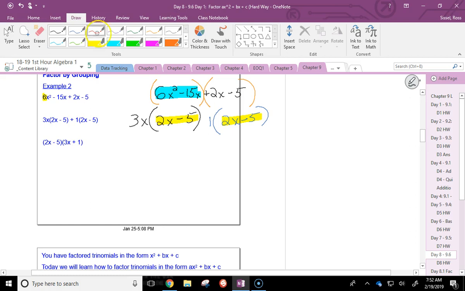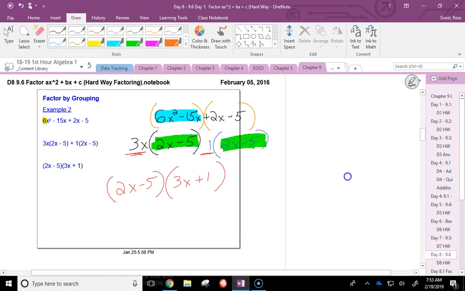One of my answers is 2x minus 5. What do you think the other answer will be then? 3x plus 1. Good. 3x, and we have a positive 1 we pulled out. So we got 2x. Guys, I have a lot of talking. This is somewhat confusing, so make sure we're following along. The way we got 2x minus 5 is because I have 2x minus 5, 2x minus 5. That was common. So that's always going to be one of your answers.